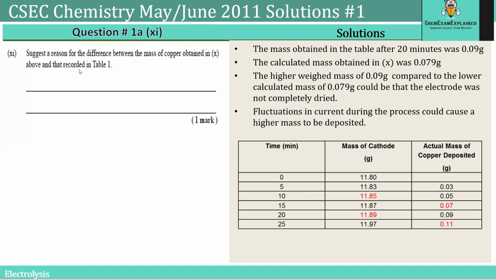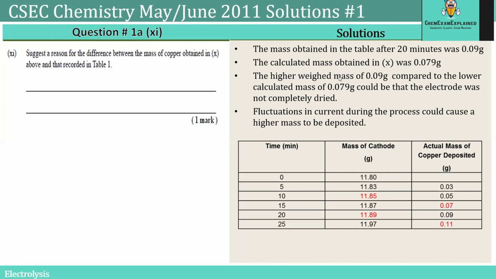Part 11. Suggest a reason for the difference between the mass of copper obtained in Part 10 above and that recorded in Table 1. So if you look at what the procedure was talking about, the mass obtained in the table for 20 minutes was given to be 0.09 grams. So here we have 20 minutes and the mass deposited was 0.09 grams. But the calculated value, we just calculated in Part 10, was 0.079. So you can see that the calculated value is less than the value given in the table.